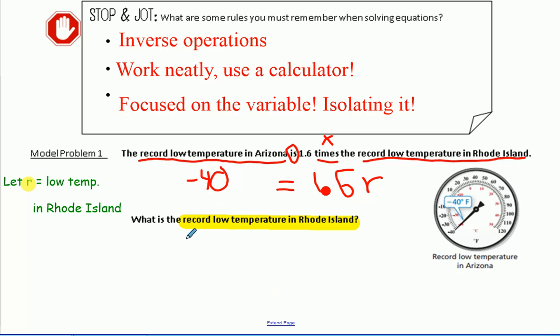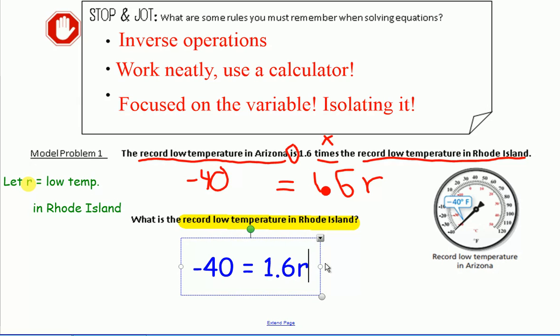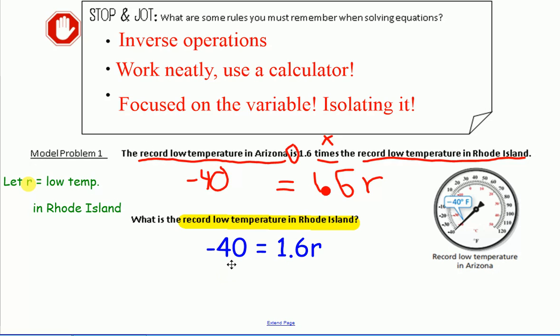So you heard me reread this probably 3 or 4 times, nice and slow, as I plugged in the information that I knew. Woo. So now that I have this equation, I'm going to type it real quick, so it looks really neat. Negative 40 equals 1.6 R. Now that I have it written out, I'm going to reread it one more time. The record low temperature in Arizona, negative 40, equals 1.6 times the record low temperature in Rhode Island, which is R. So there we go.